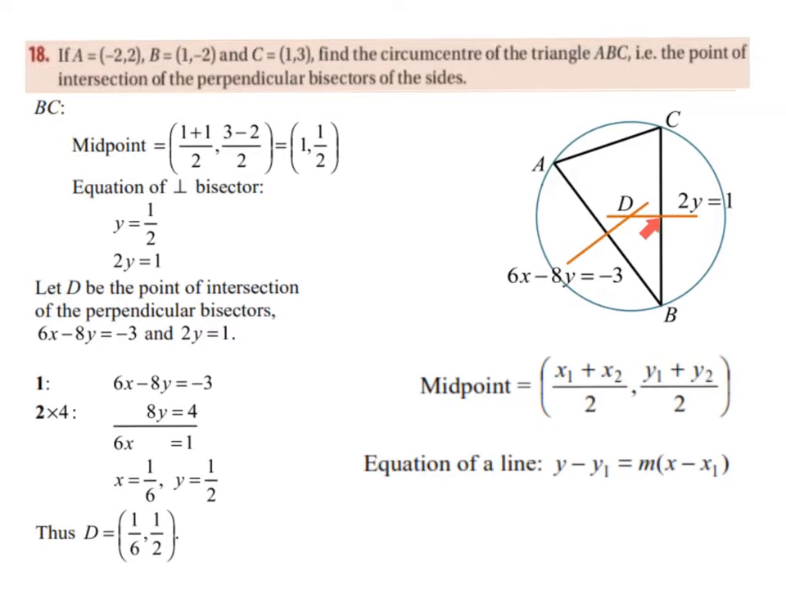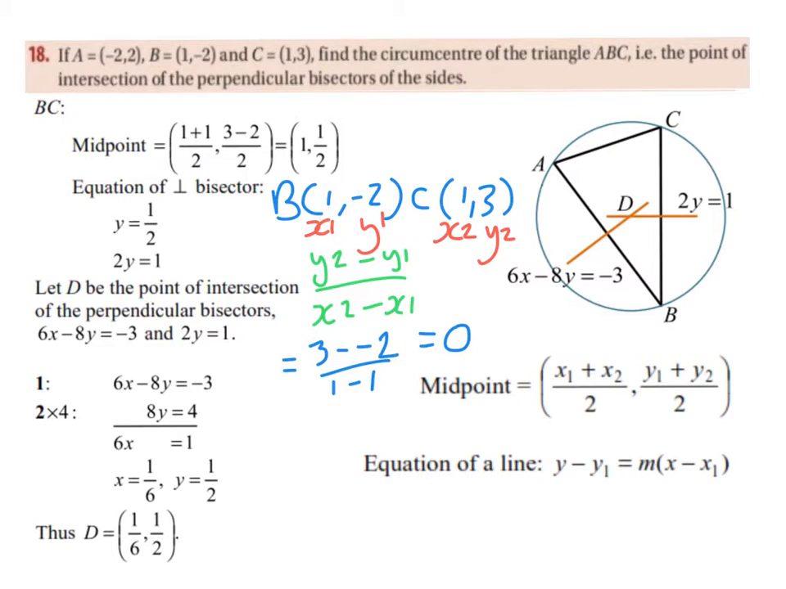So now we have that point, the midpoint of the line BC, which also happens to go through the orange line, which is the perpendicular bisector of BC. So we need to come up with the equation of the perpendicular bisector. Similar to the last equation, we need to start off by getting the slope of the line BC. So B is (1, -2), C is (1, 3). We'll label x1, y1, x2, y2.